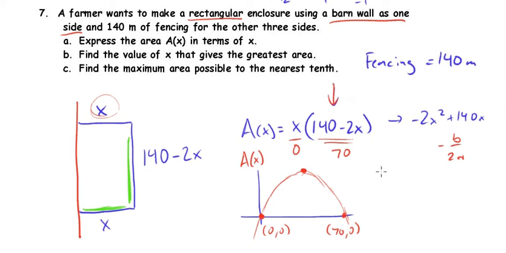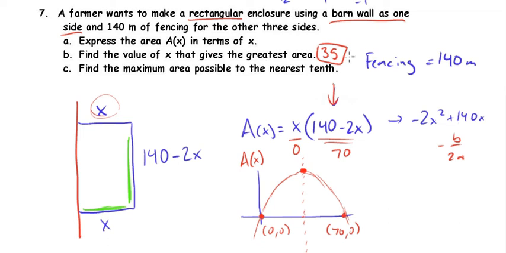And so our maximum area is at the vertex. And now what's the x value right there? Well, think through that. That's the axis of symmetry. And it's going to be equidistant between these 2 points. And so what's the average of 0 and 70? Well, that's going to be 35. So the value of x that gives the greatest area, that's 35. If you had done negative b over 2a, you'd also find that that's going to give you 35 as well. Lastly, find the maximum area possible.